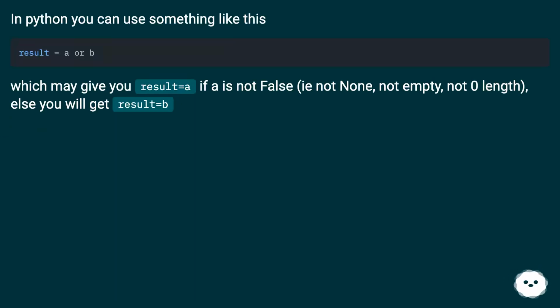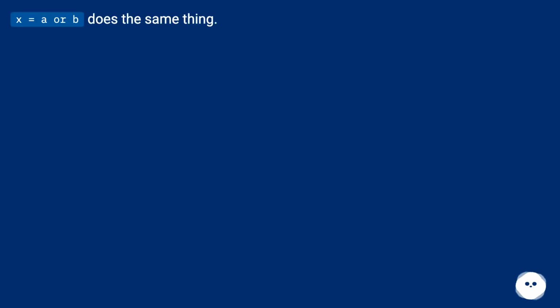In Python, you can use something like this, which may give you result equals A if it is not false, i.e. not None, not empty, not zero length, else you will get result equals B. X is equal to A or B does the same thing.